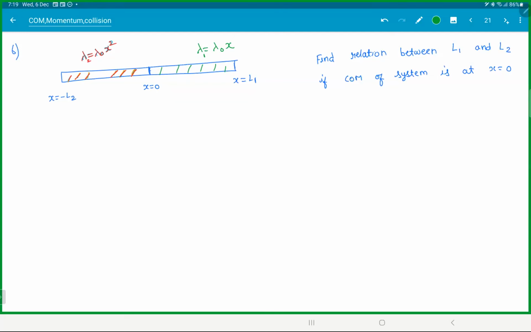Three is to 2. That is wrong. L1 square 9 by 8 L square. Nah, that is wrong. I'm not asking ratio. I'm asking relation between L1 and L2. Lambda won't come, that will be anyway gone. L2. Yeah, I think that looks right. You have one answer, everyone.